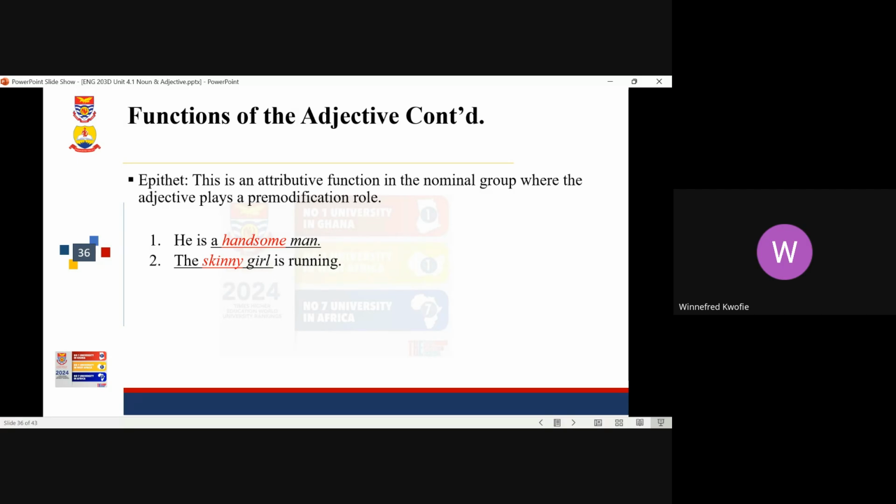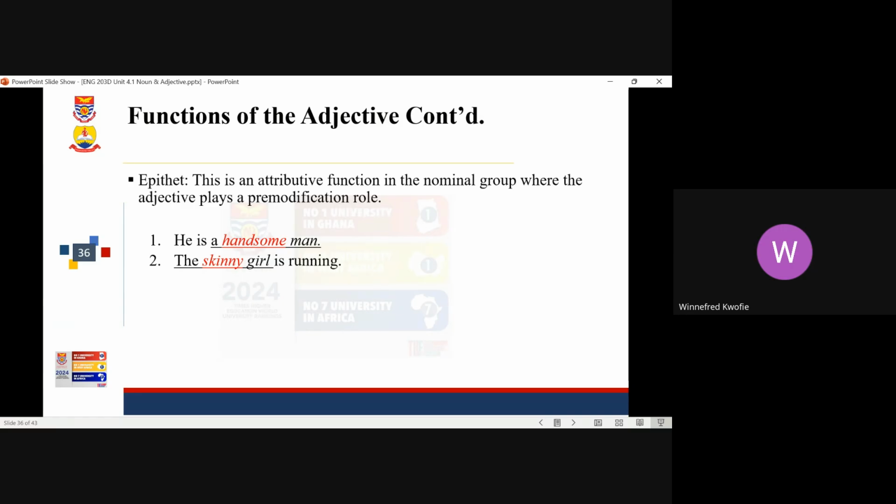Remember, when we were looking at the parts of a group, we identified about six parts. We identified the deictic, post-deictic, epithets, numerative, and the classifier. And then, if you remember, I said that the epithet behaves like an adjective. So yes, the adjective functions as an epithet within a group.